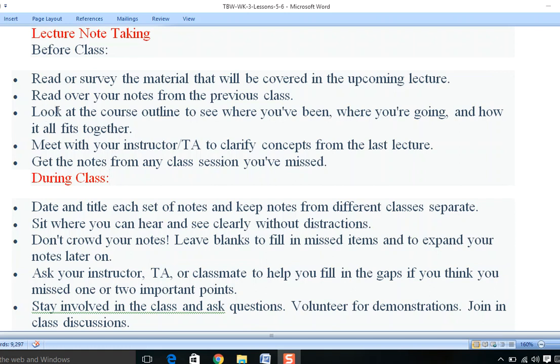Second, read over your notes from the previous class. That is, the previous lecture you have taken, read the notes and trace the connectivity, how this chapter is connected to the others. Do you have some points already discussed, or are you just going to jump onto entirely new content? Look at the course outline to see where you have been, where you are going, and how it all fits together.